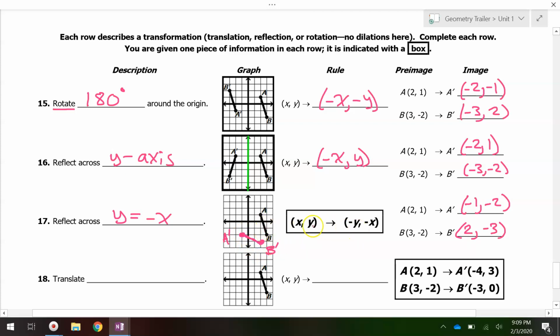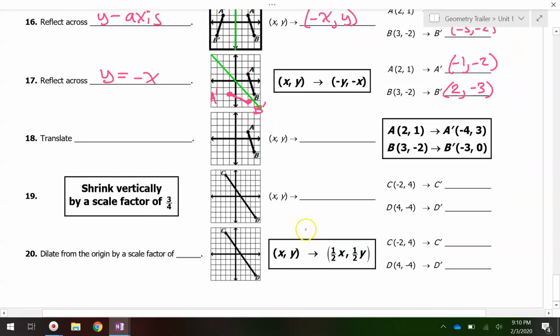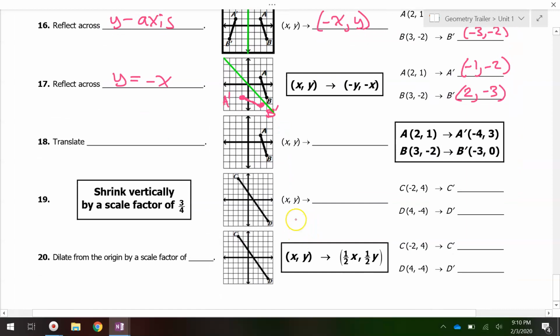Now, remember, the line y equals -x is a diagonal line that's going downhill right through the middle of the graph. So just remember that to check your answer, because you can see that the black segment and the red segment are in fact mirror images of each other over this line. So it's always good to double check that. Okay, and we're almost to the end.